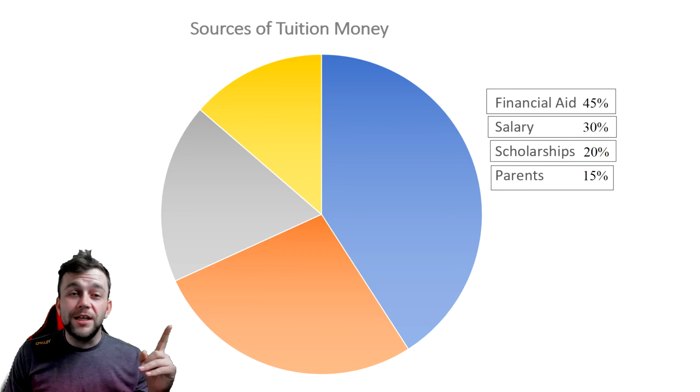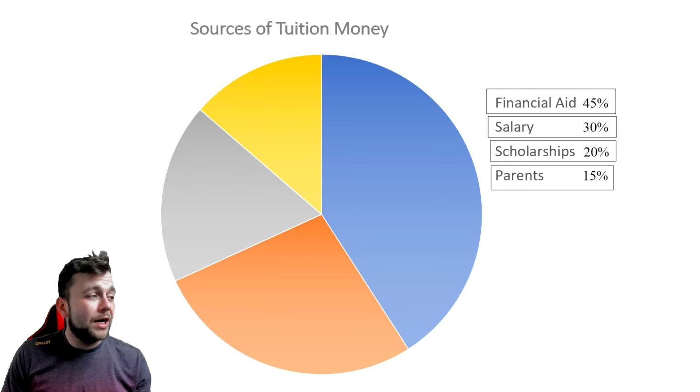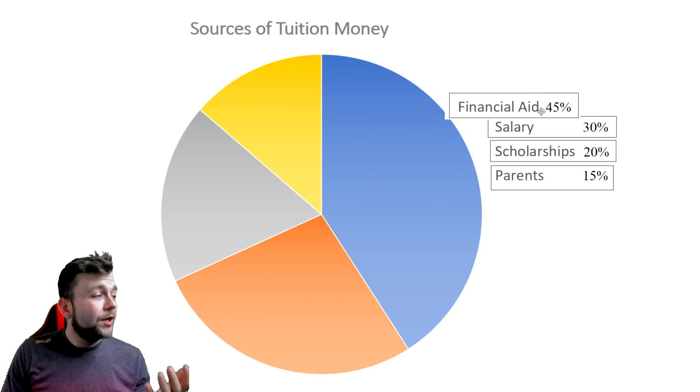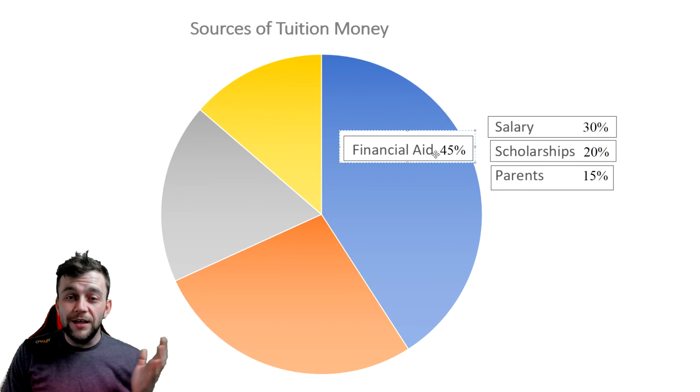So which percentage is financial aid of 45%? Well, let's go ahead and put that in its appropriate spot. It looks like financial aid is the largest out of all four, and it looks like this blue area is the largest out of all of the sections on the circle graph.